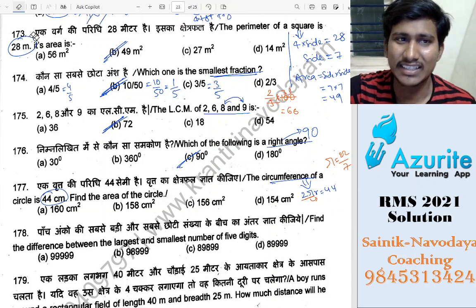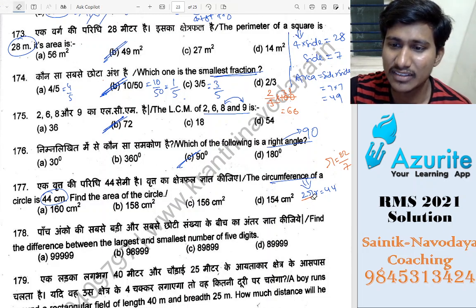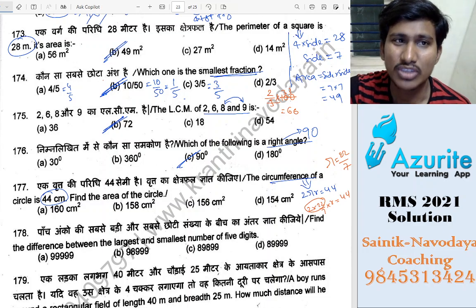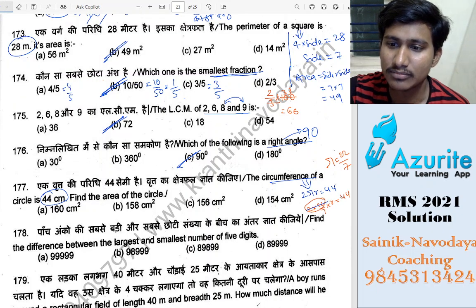So the radius is there. I will write it so you will not be confused. 2 pi r means 2 into 22 by 7 into r is equal to 44. 2 into 22 is 44. This 44 and this 44, if you take that side, will cancel out. Now r remaining will be 7. So the radius is 7. They are asking to find the area.